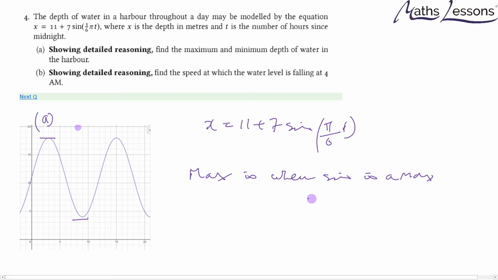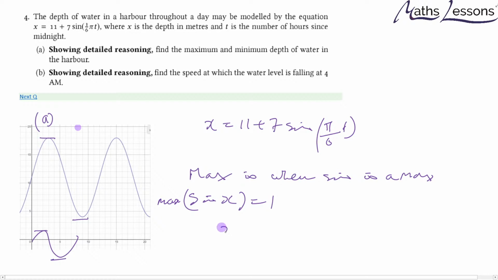And the maximum value of sine x is going to be equal to 1. Sine x can never be bigger than 1. If you remember, if you were to draw a sine curve, the maximum value would be 1 and the minimum value would be minus 1. So the maximum value of that is 1.